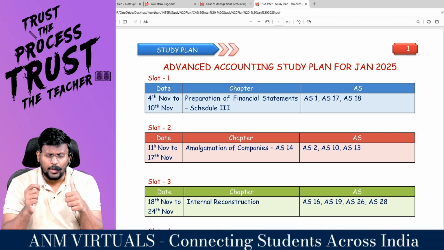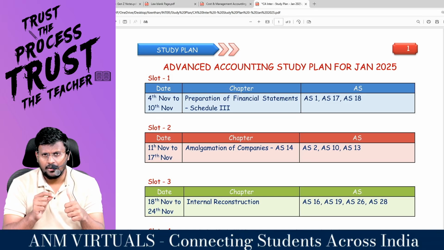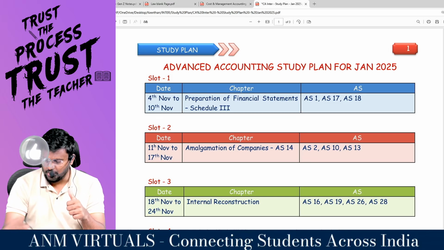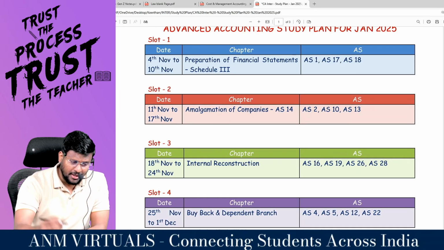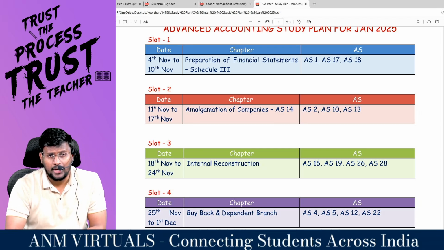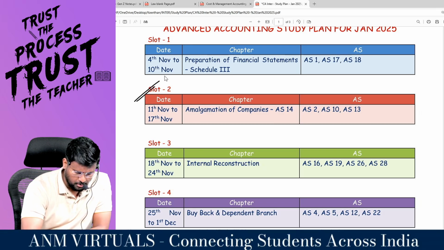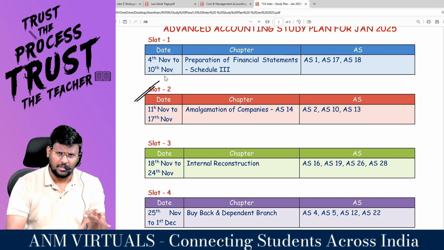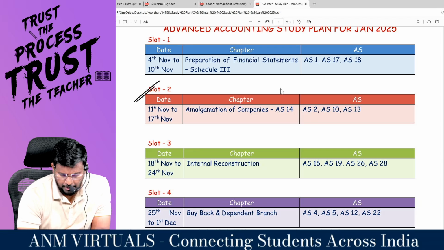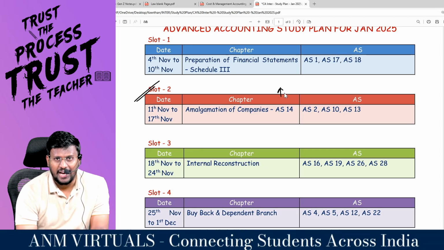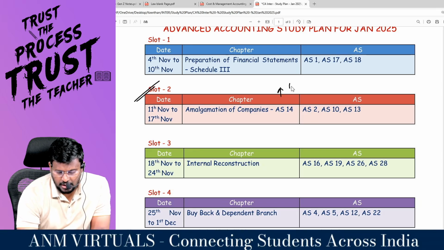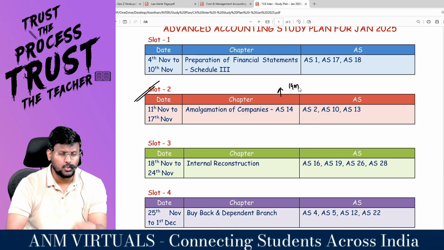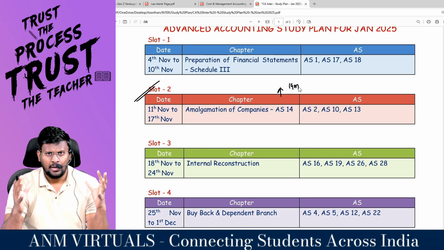Sir, if you are going to write G1 in this Jan 2025, and you have already completed slot number 1, week number 1 schedule, this is the slot number 2 schedule from advanced accounting. Very important chapter this week, amalgamation of companies. Prepare very well because that will come for 14 marks in the examination. Sure shot, one big question.